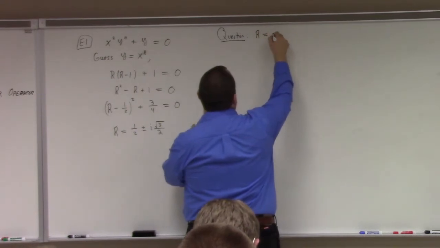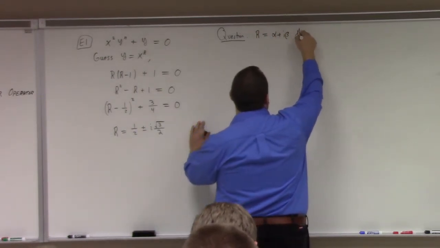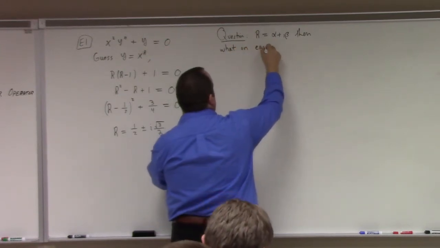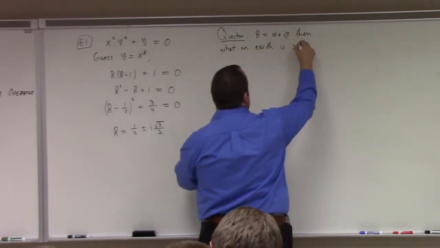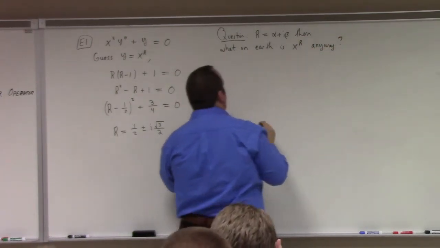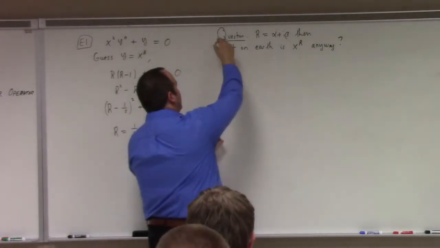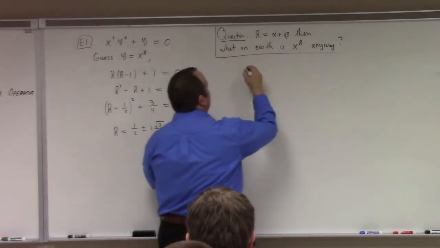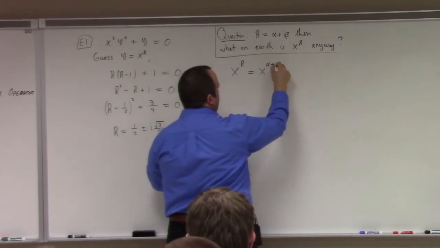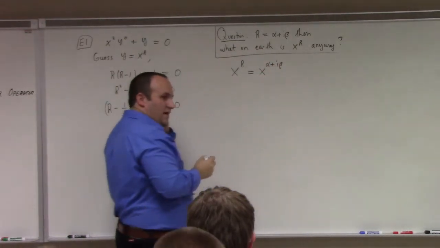If r is equal to alpha plus i beta, then what on earth is x to the r anyway? I put down some internal student dialogue there. Let's see here. So x to the r, this would be x to the alpha plus i beta. How can we make sense?